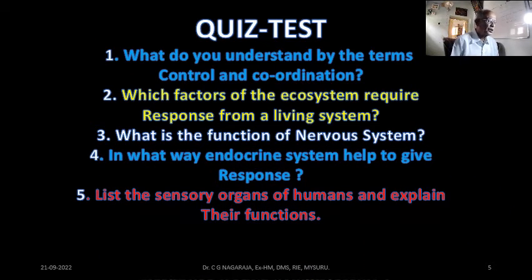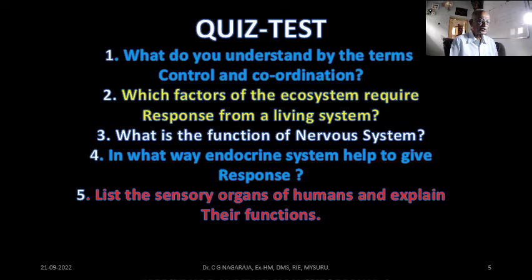Whatever I explained to you is in Chapter 7, pages 1 and 2. I have given some 5 questions here which we call a quiz. Try to answer them. 1. What do you understand by the term control and coordination? You must explain that. Control and coordination refers to the various responses given by the living organisms depending upon the stimuli they get from the environment.